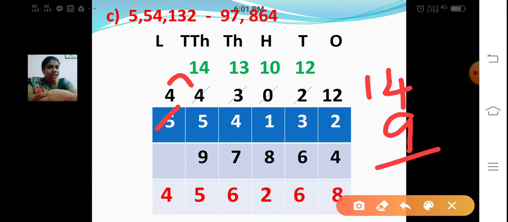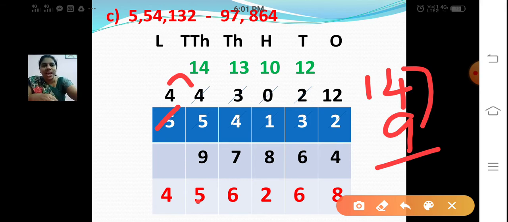14 minus 9. Start from number 9. Count forward till you reach 14. Sorry, after 9 you have to count. After 9, 10, 11, 12, 13, 14. 14 minus 9 is 5. So how many? 50,000. 1,40,000 minus 90,000 is 50,000.